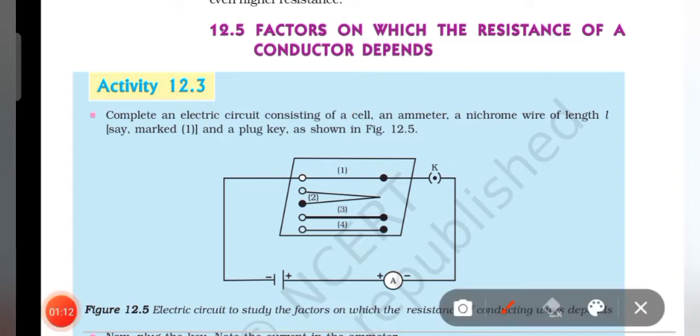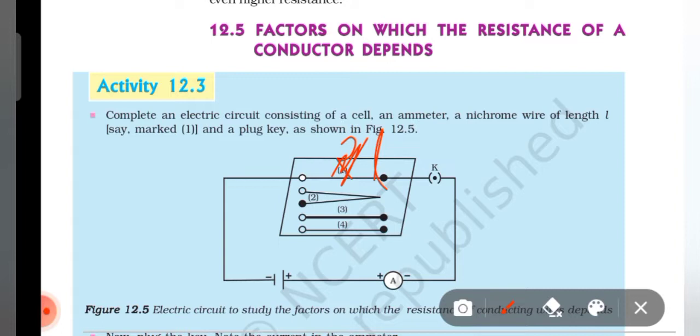The next step is you have to replace this 2L length with a thicker nichrome wire, and the length should be L, not 2L. The length will be L and of a thicker nichrome wire. Then again you have to note the ammeter reading.